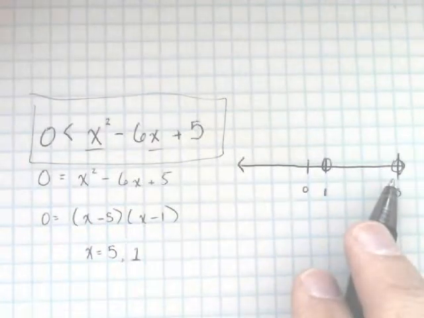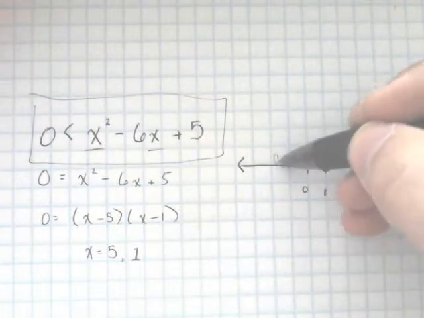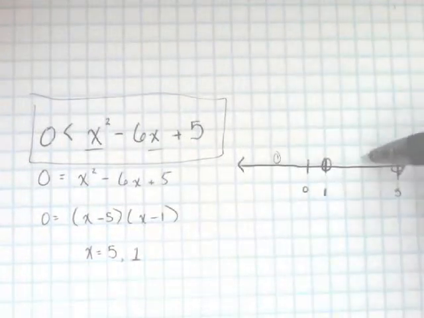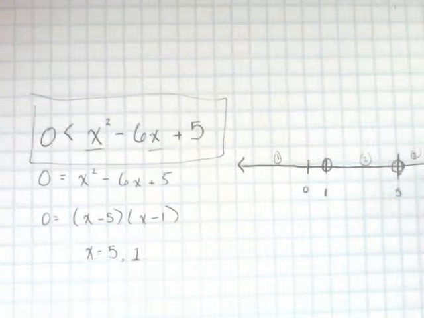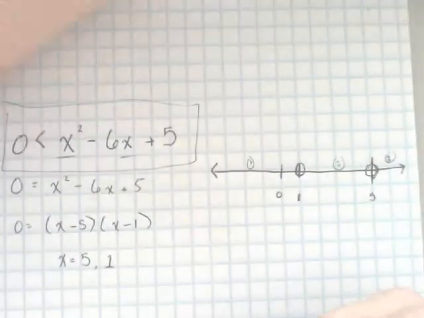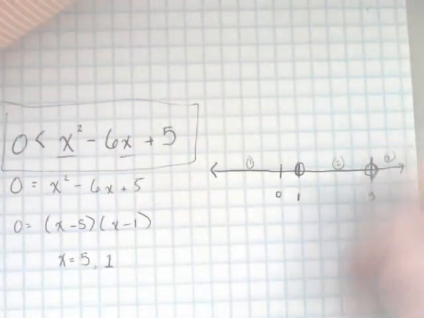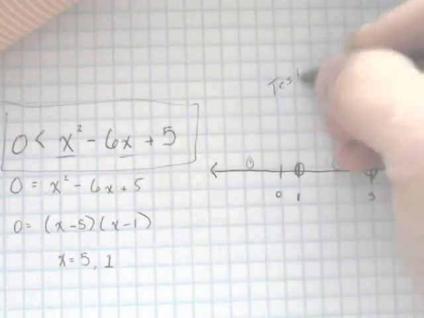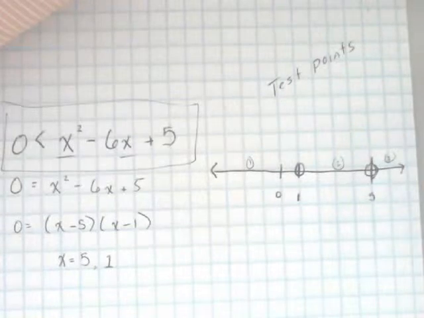Okay? Now, with inequalities, we've always shaded. And if I look at this number line, there are three areas that I could shade. I could shade to the left of 1, I could shade between 1 and 5, or I could shade to the right of 5, because that does go on to the right. I've got to determine where to shade. So, in order to determine where to shade, I'm going to use test points. I'm going to choose one point from each area.